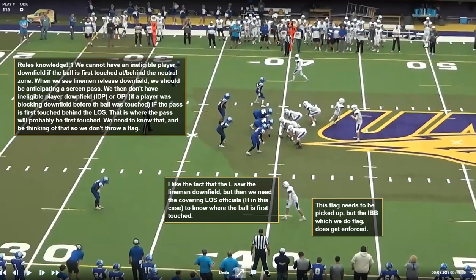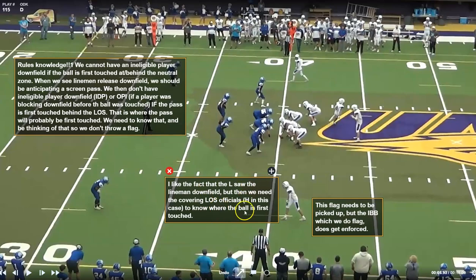So we've got to think, when we see a lineman releasing downfield, we should be anticipating a screen pass. So now what we need to see is, where does this ball get touched first? We can't have IDP, ineligible player downfield, or OPI if the player was blocking downfield before the ball was touched, if that pass is first touched behind the line of scrimmage. So that's what we need to know, is where's that ball touched? And if it's a screen pass, it's probably supposed to be and probably will be touched behind the line of scrimmage. So we need to know that and think about that so we don't throw our flag.